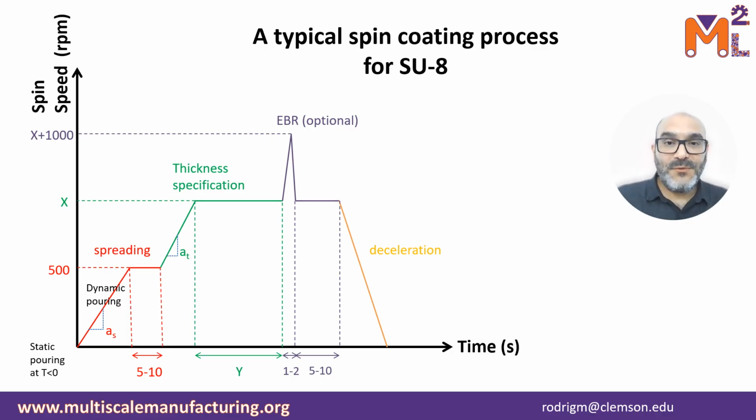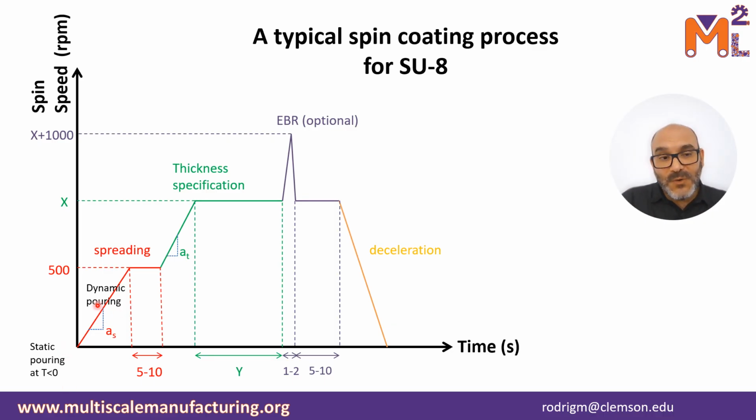Now, in terms of how the spin coating actually looks. Over here you have a graph where the x-axis is the time and the y-axis is the spin speed. You can have two different kinds of pouring. You can have a static pouring, where you put your substrate on the spin chuck and then deposit your material before you start spinning. On the other hand, you can have dynamic pouring, where you put your substrate on the spin chuck and then start rotating at low speeds while you are depositing your material on the substrate.